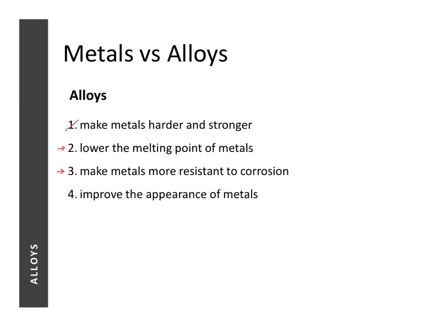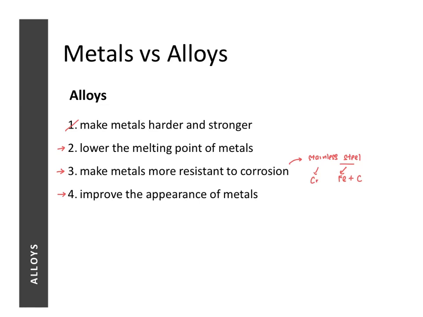Next, by forming an alloy, we can also make the metals more resistant to corrosion. For example, your stainless steel. In stainless steel, other than iron and carbon, we also add a bit of chromium. Later on we will see how adding chromium can make steel more resistant to corrosion, more resistant to rusting. And lastly, it can improve the appearance of metals.